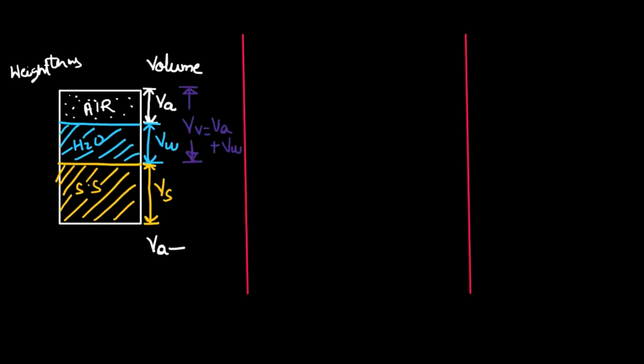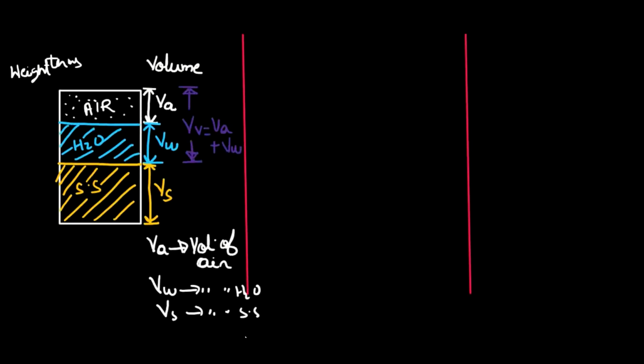Let me just summarize these. So V_a is my volume of air; capital V, and in subscript I am writing small a. Similarly V_w is volume of water, similarly V_s is volume of soil solids. These notations you should remember. I will be heavily using them in the upcoming lectures.